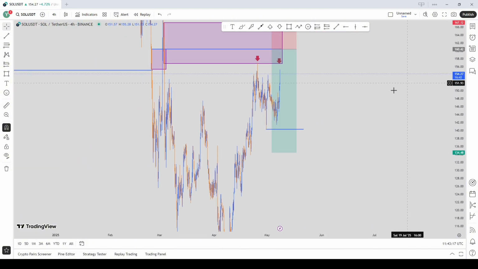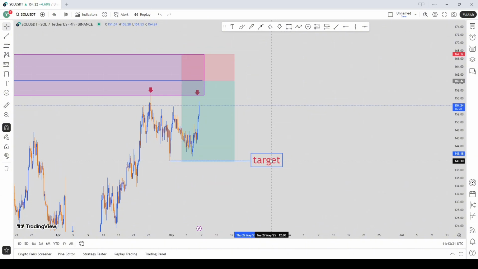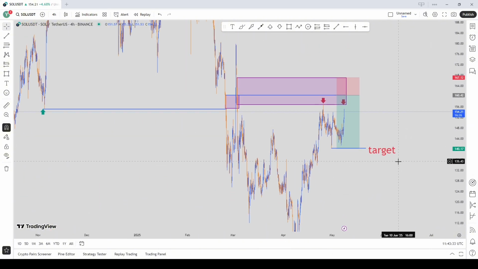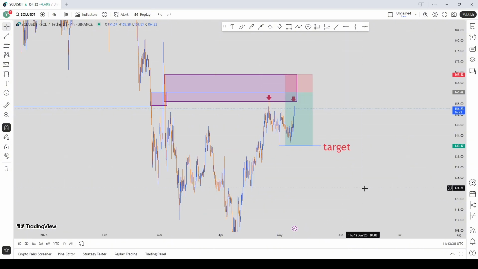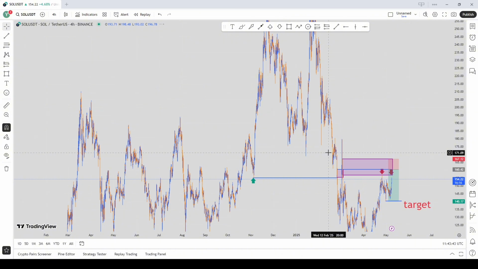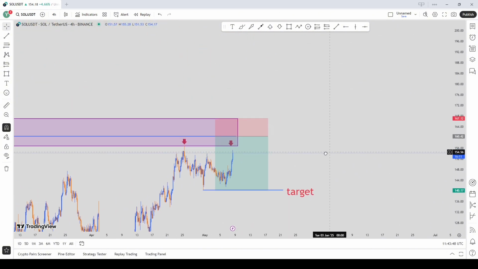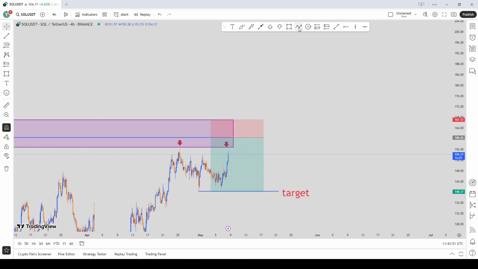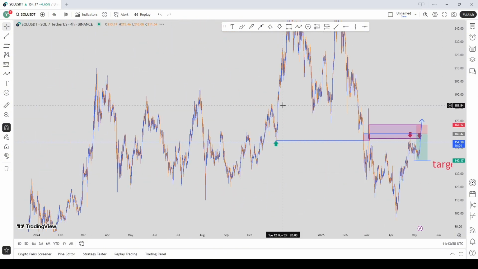The target for this sell position could be around 156.5 in the first target. This position can continue in this way. If the stop loss is triggered and the price breaks this level, a new sell position could be formed. We move to the daily time frame again to observe the price structure.